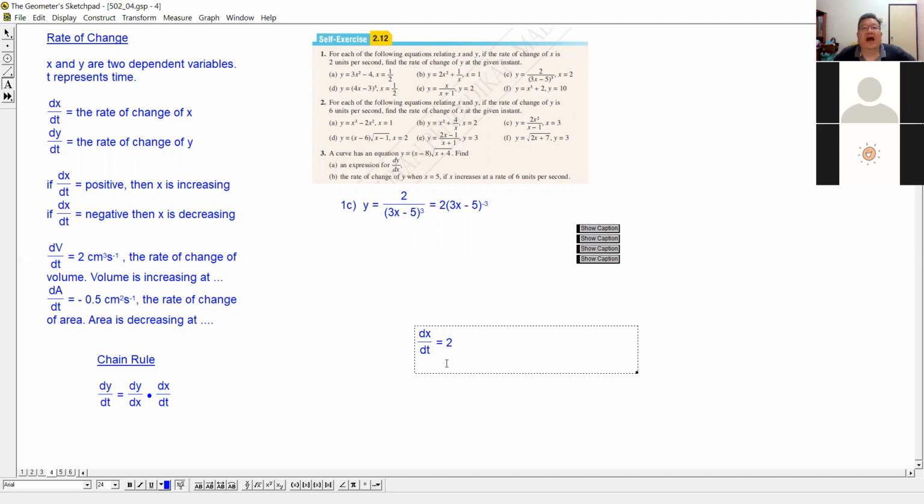Then they say, find the rate of change of y. What does that mean? What do they want you to find? Find the rate of change of y. Rate of change of y in symbol form is what? So this is what they want you to find. Okay or not?